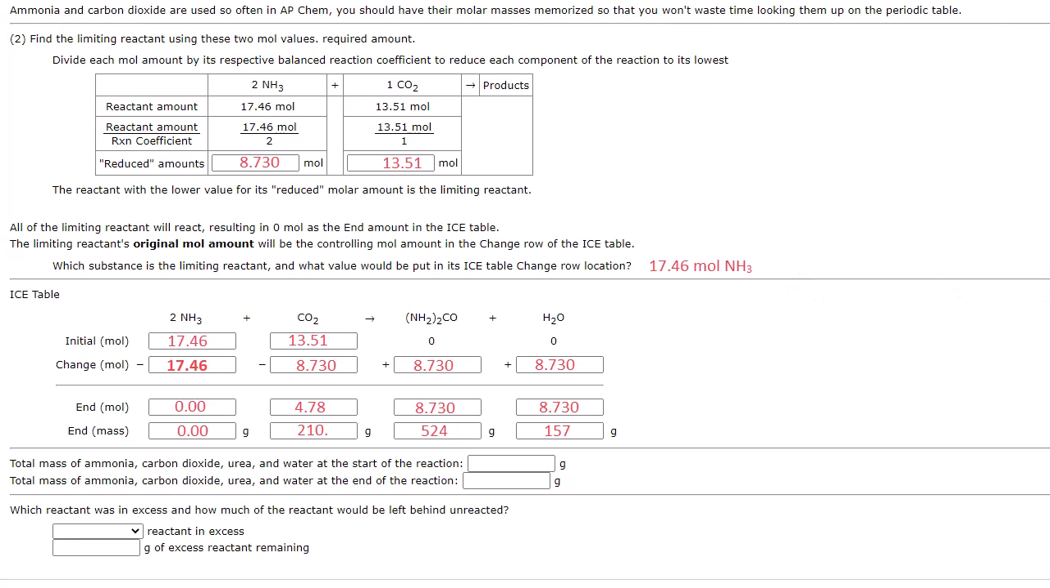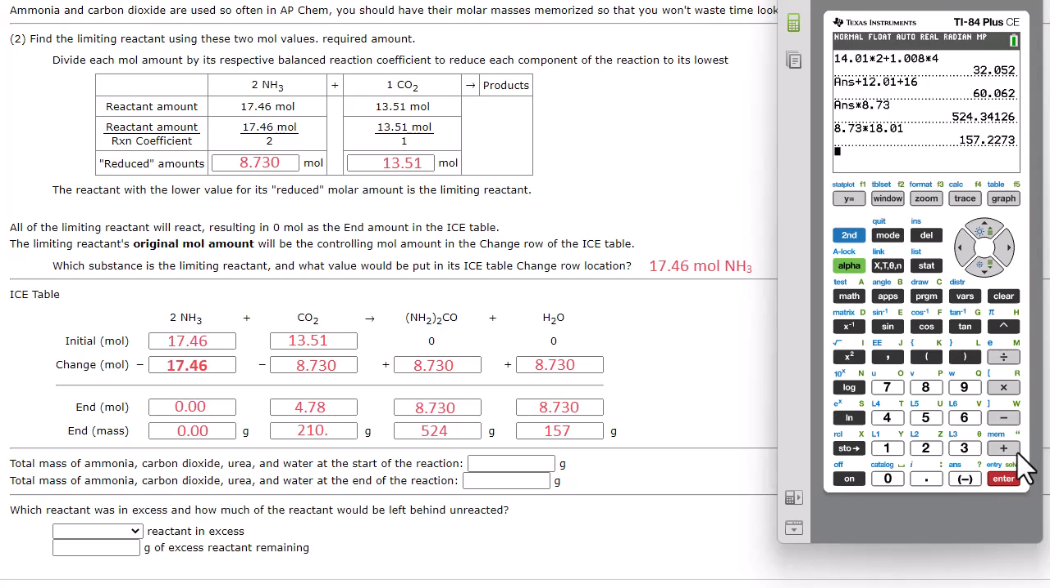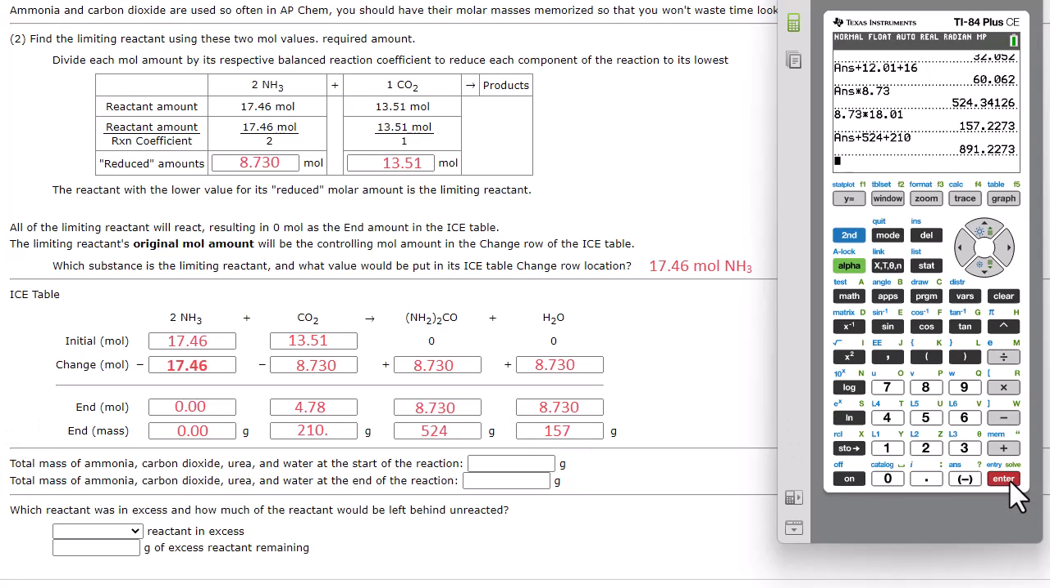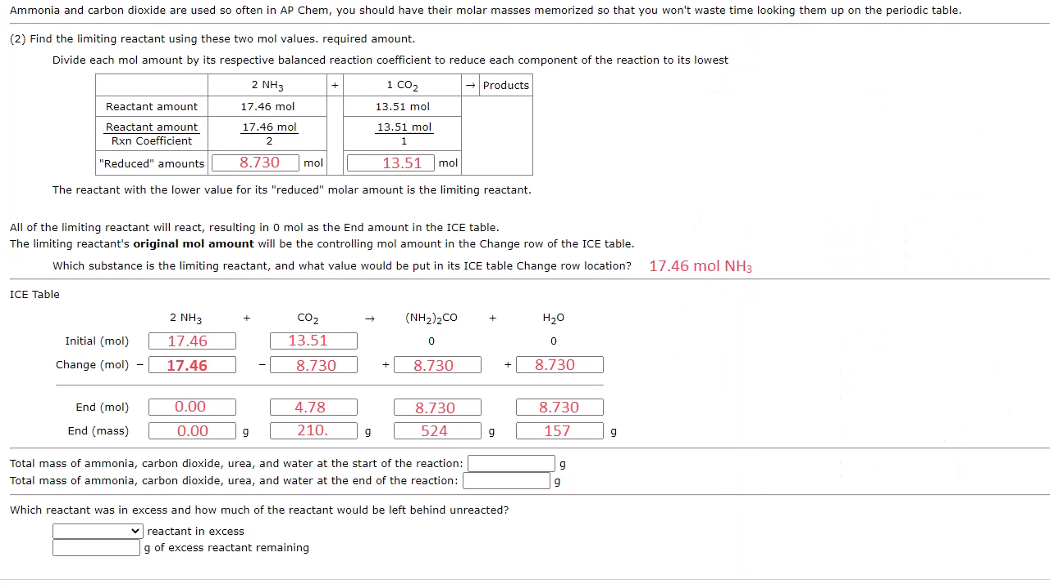Calculator. So I'll take my water and add to that the 524 and add to that the 210 CO2 that's left over that wasn't used. In a limiting reactant problem, you've got to remember that there's going to be some stuff left behind that is going to be at the end, your final mass. And we've got 891 grams left when we have this reaction completed. And let's write that down. 892 grams. Now, there's conservation of mass.